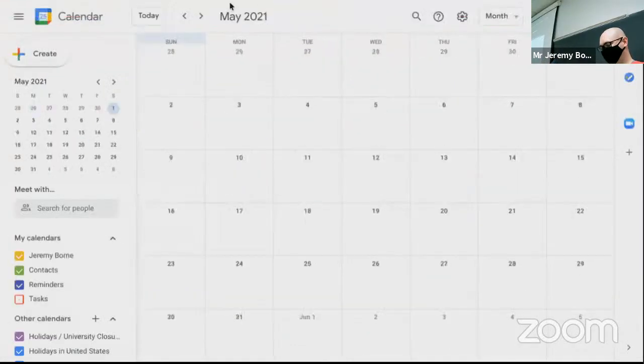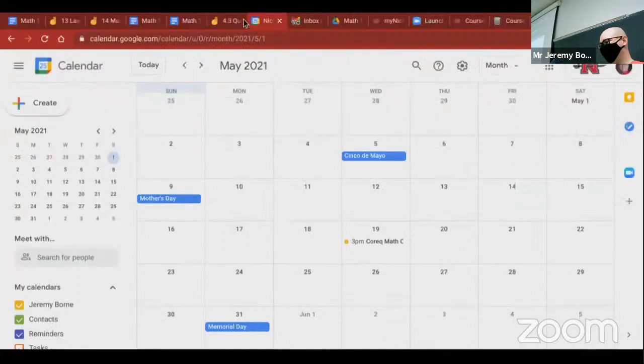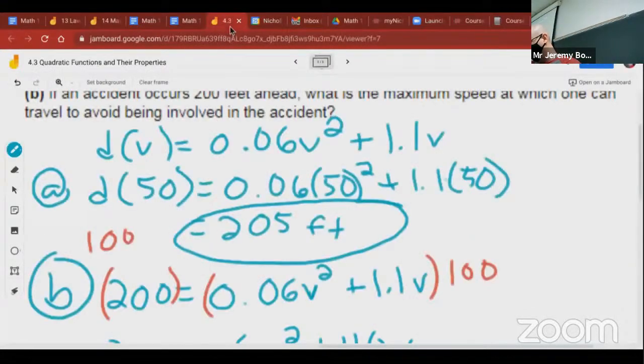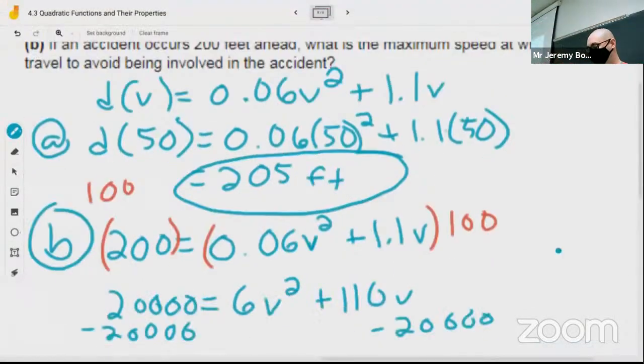Did I just click? Oh, here's my calendar for everybody. Oh, there we go. Not sure what I did there.